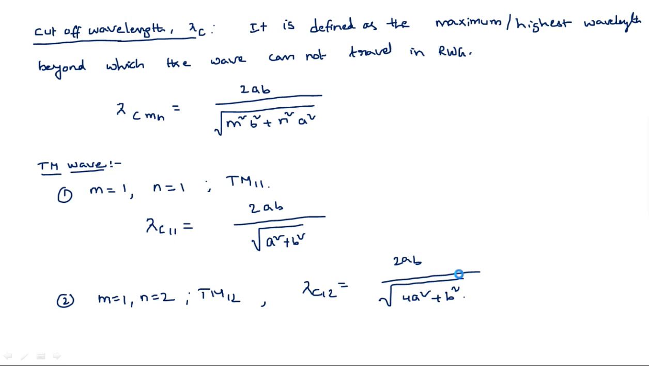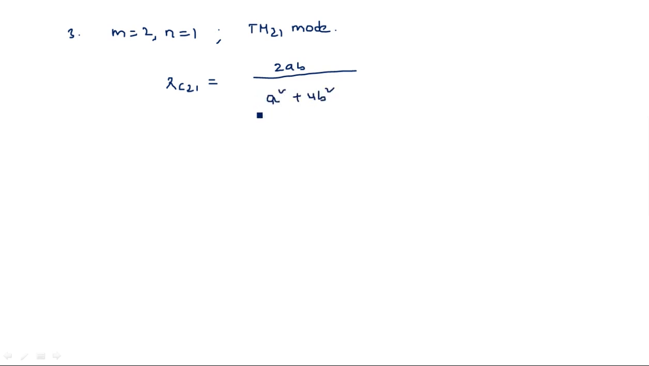Similarly, for the third condition, let us consider only three conditions, or you can go for any number of conditions. For example, we are going up to three conditions. So m equal to 2, n equal to 1. This is the TM 2 1 mode. So lambda c 2 1 is equal to 2ab divided by the square root of a square plus 4b square. This is lambda c 2 1.